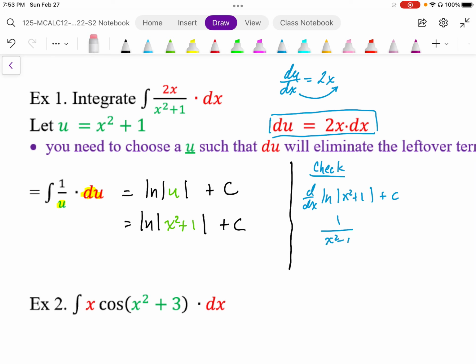I'm just going to maybe do this here. I'm going to go 1 over the embedded function, x squared plus 1, and then attach onto that the chain, which is the derivative of x squared plus 1. And then plus c differentiates to 0. So notice that we actually generate the original integrand that we started with up here. So it does work. If our derivative generates the original integrand, then that must be the antiderivative function.